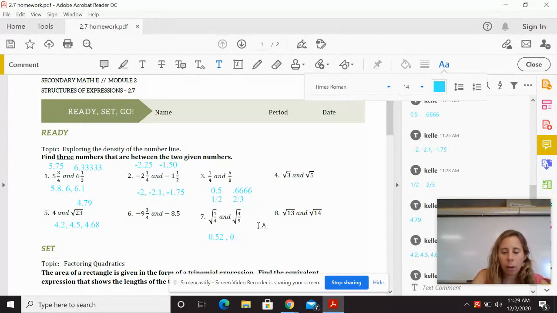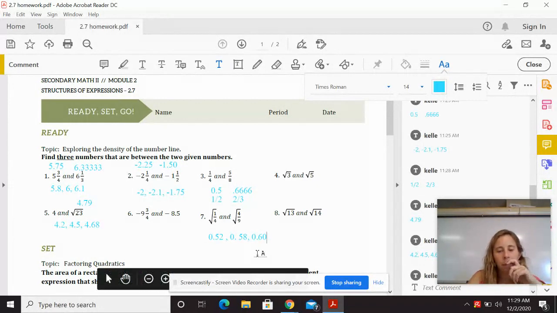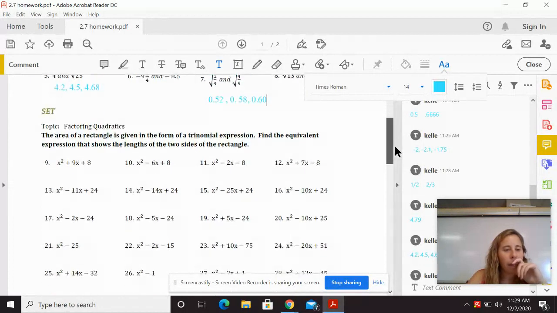You could have 0.57, or okay, 0.58. You could have 0.6 if you wanted to go a little crazy, because that's close to 0.6666666, but it's still less, because this is actually 0.60. There we go. Okay, so those are 3 examples of numbers between. All right, moving on. That was kind of fun.